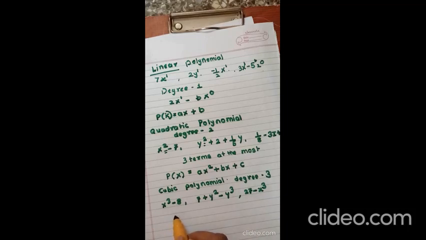General form of a cubic polynomial will be px is equal to, the constants are denoted by a, b, c, d and variables as x, y, z. So ax cube plus bx square plus cx plus d. This is the general form of your cubic polynomial.